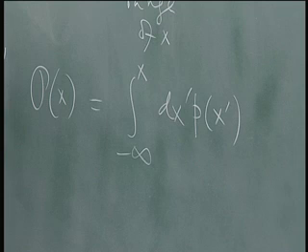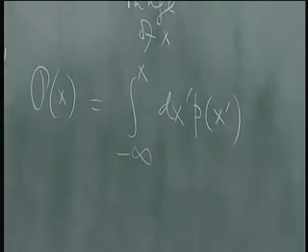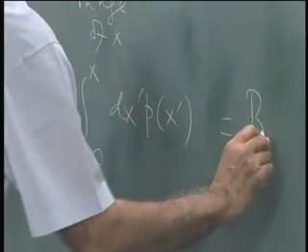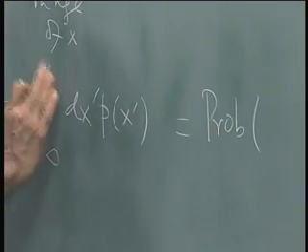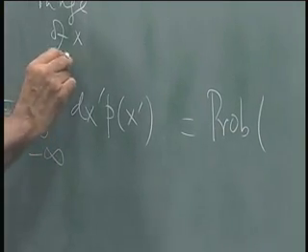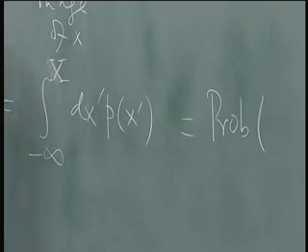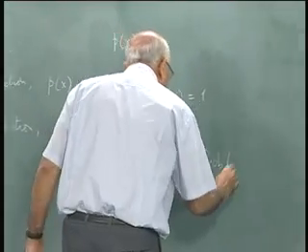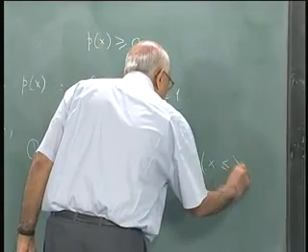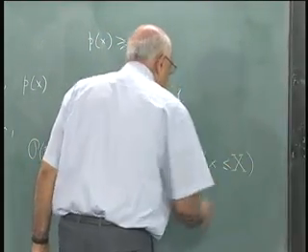Okay. Now what is the meaning of this? This is equal to the probability that your random variable, so if I call this a capital X, call this P of capital X, it is the probability that the random variable is less than or equal to this given value capital X.